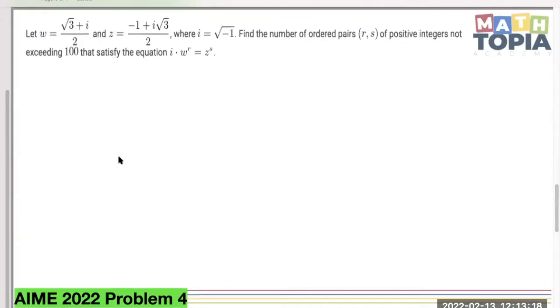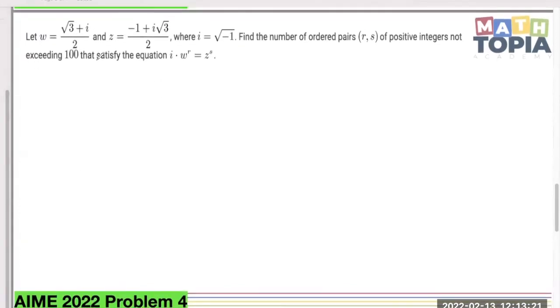All right, moving on, number 4. This one is talking about complex numbers. In an AIME test, there's always at least one problem where it requires you to have some prior knowledge about complex numbers. It tells you W is the square root of 3 plus I over 2, and Z is -1 plus I times the square root of 3 over 2. And it's asking us to find the number of ordered pairs RS of positive integers that don't exceed 100. So what it's really saying is R and S are from 1 to 100.